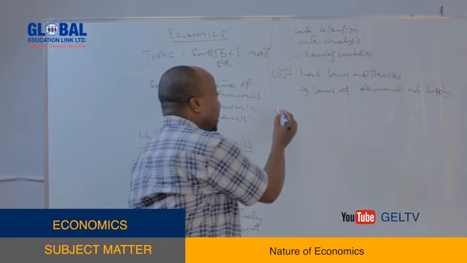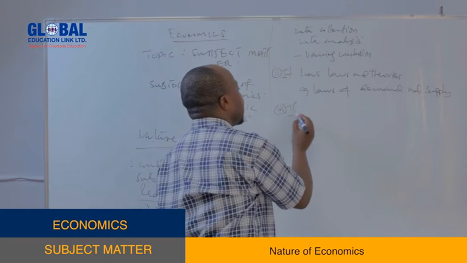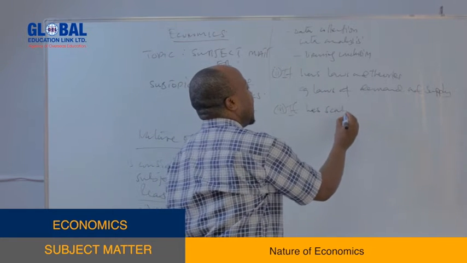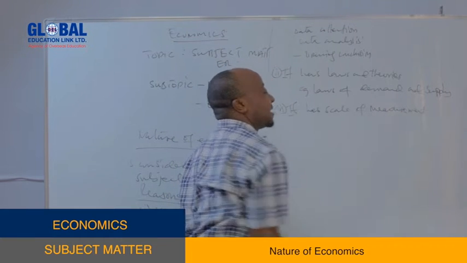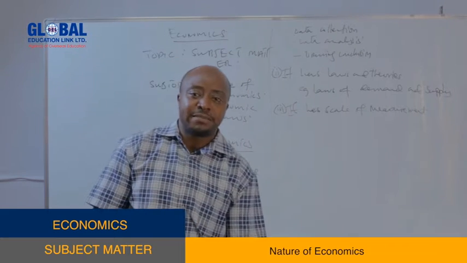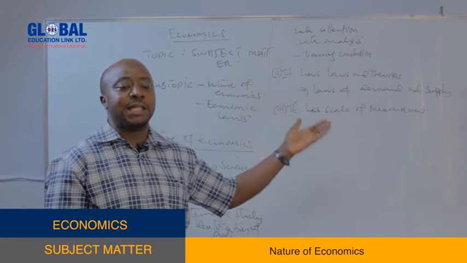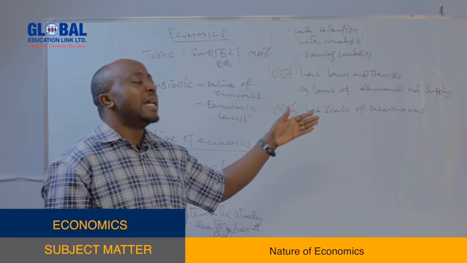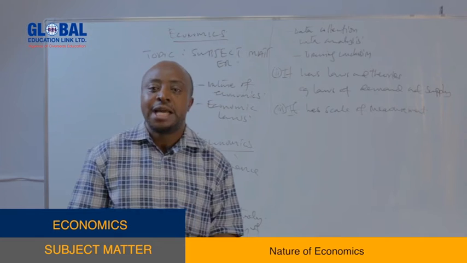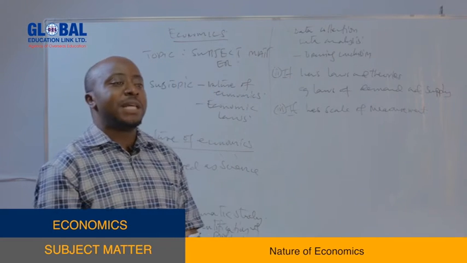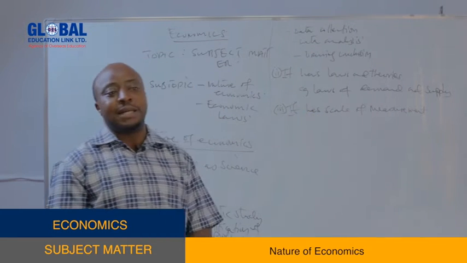Another reason why it is considered a science is that economics has a scale of measurement. When you speak of scale of measurement, all science disciplines have scales of measurement. For example, in mathematics, physics, and chemistry, there are scales of measurement. We have measurements for weight, for distance, for height, and other measurements. So even in economics, we have scales of measurement.